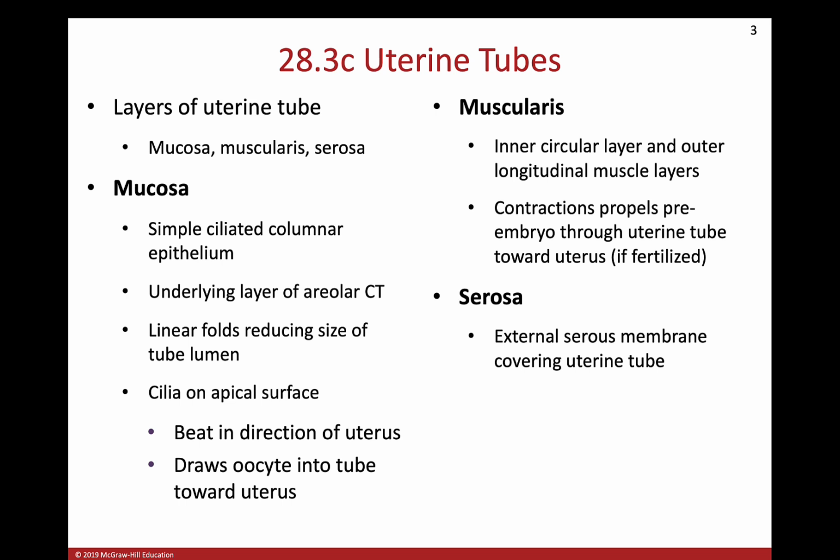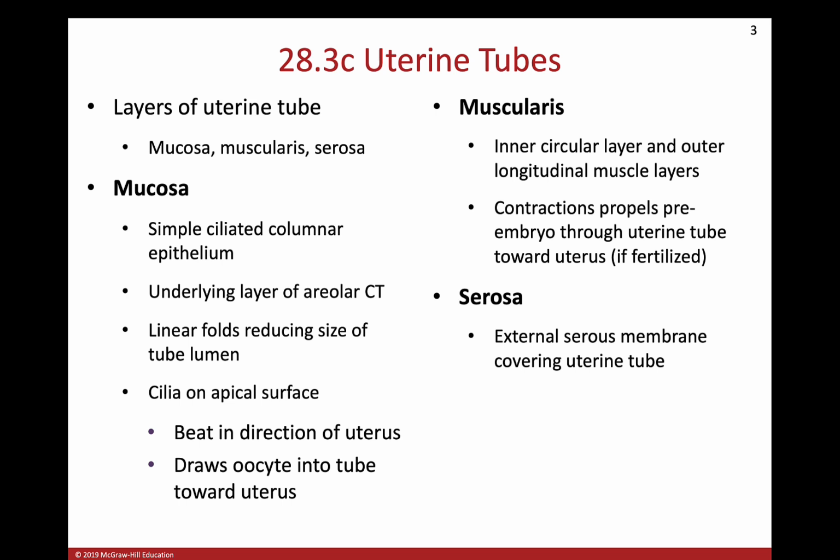Now, once again, we do want to put an emphasis on the layers, and we have the mucosa, the muscularis, and the serosa. The mucosa is made up of simple ciliated columnar epithelium. There is an underlying layer of areolar connective tissue. And once again, there are linear folds that are reducing the size of the lumen of the tube. The cilia are on the apical surface, and they beat in the direction of the uterus. So they only beat in a single direction. And what this beating motion does is draw the oocyte into the tube towards the uterus.